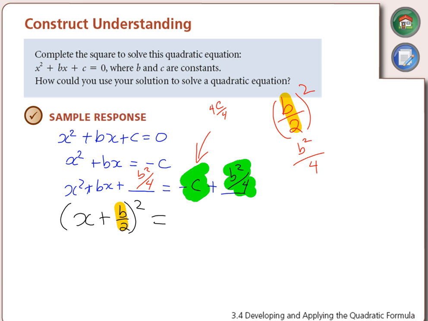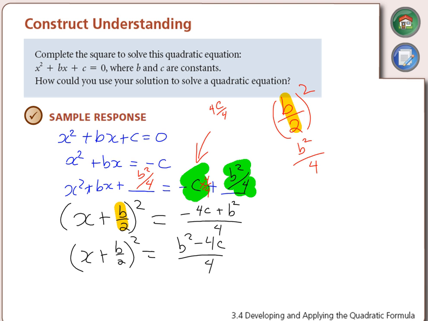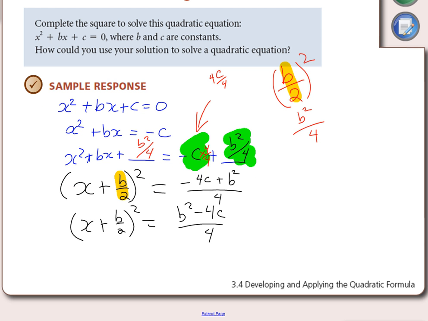Got to multiply it by 4 so that I get the common denominator of 4. So now we've got negative 4c plus b squared over 4. I don't like having that negative in front. I'm going to rearrange that. Let's square root both sides.